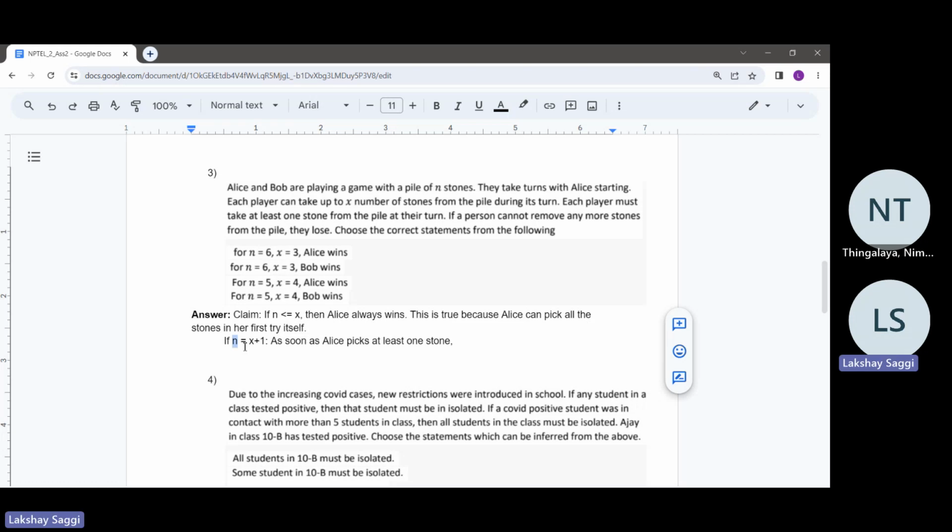So now what I'm claiming is that Bob can always win. Do you see why? This is because the roles of Alice and Bob have reversed, and now n has become less than or equal to x, because the number of remaining stones is less than or equal to x, and x was 5. So now the remaining stones are less than or equal to 5. So now Bob can pick all the stones in one go, right? And now in Alice's turn, Alice won't have any stones left to pick.